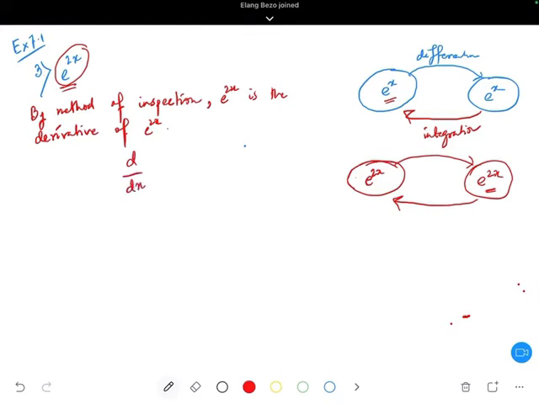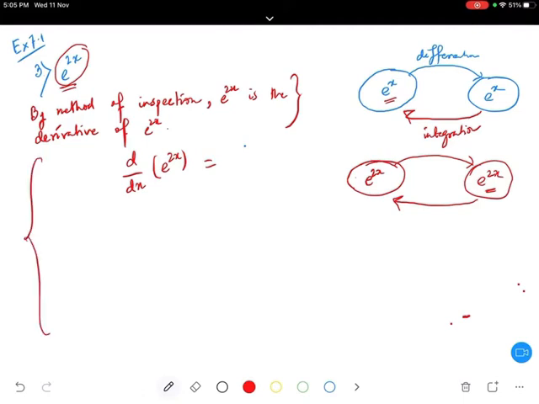So d/dx of e to the power 2x is equal to, now we'll do the actual work. In the first step we have done the assumption. Now in the next step we will do the actual work. So the differentiation of e to the power 2x is e to the power 2x, then the differentiation of 2x. So d/dx of e to the power 2x is equal to 2 e to the power 2x, since the differentiation of 2x is 2.